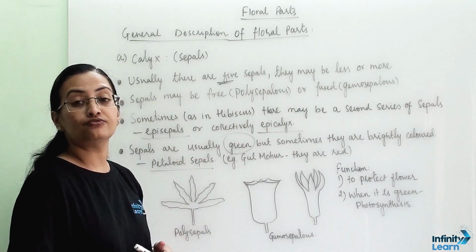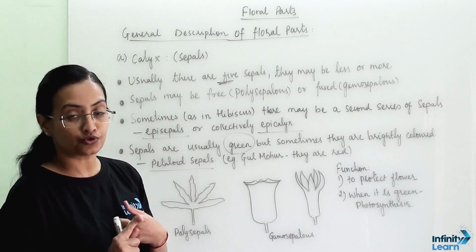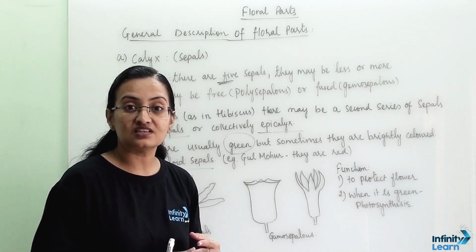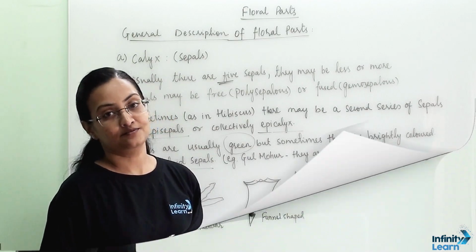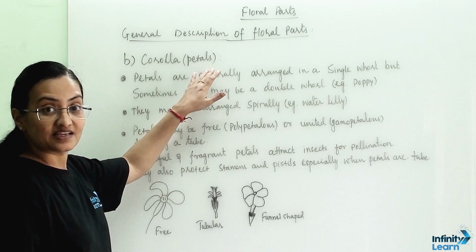Now function of the sepals includes 2 major functions. First one, to protect the flower, and second one, they can perform photosynthesis when they are green. Now let us discuss about corolla. It is also termed as petals.